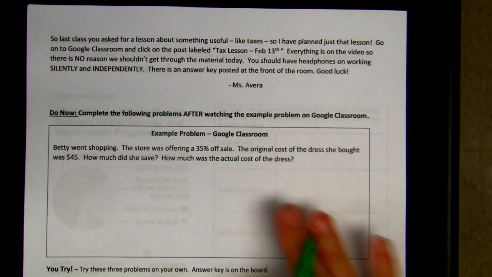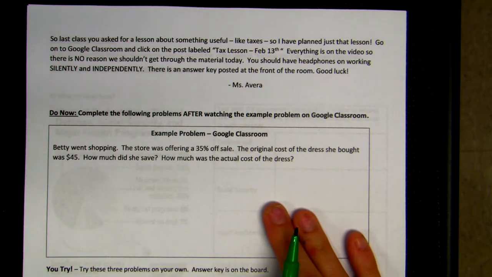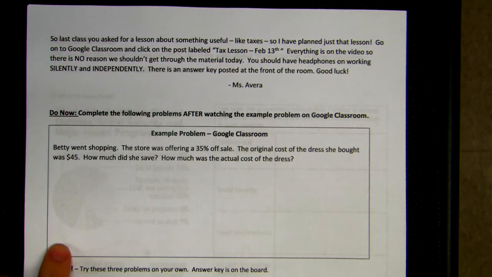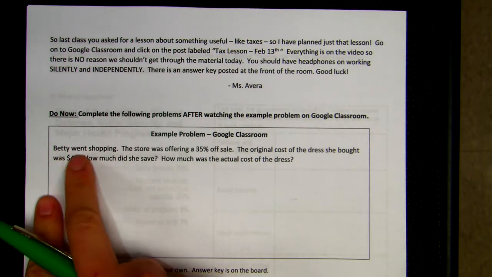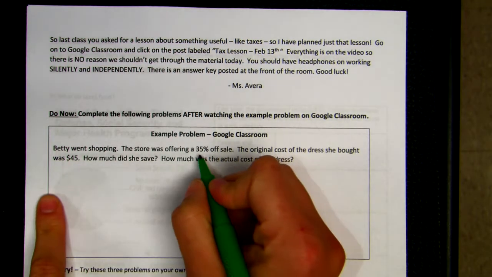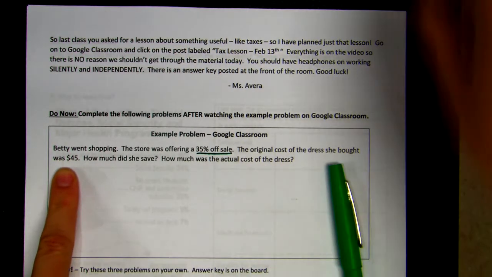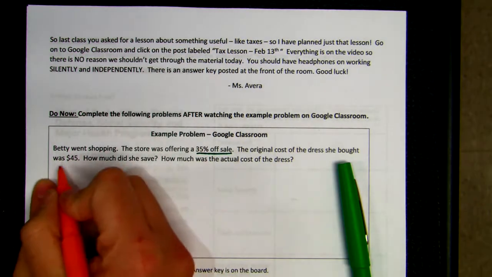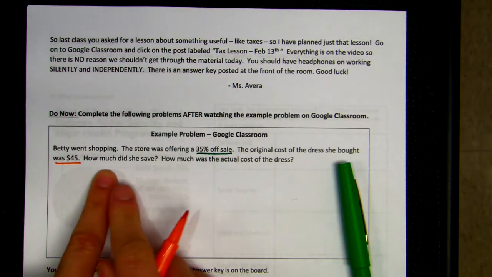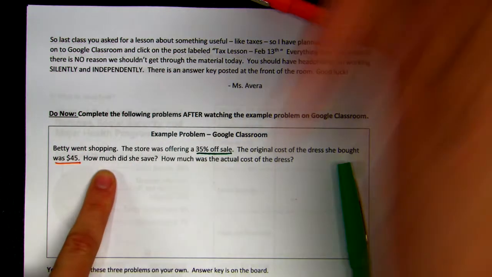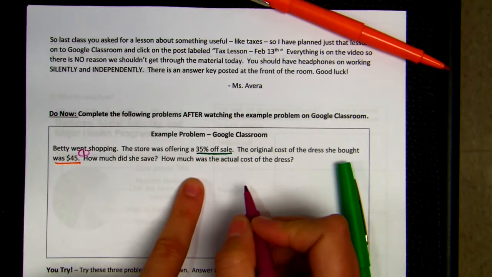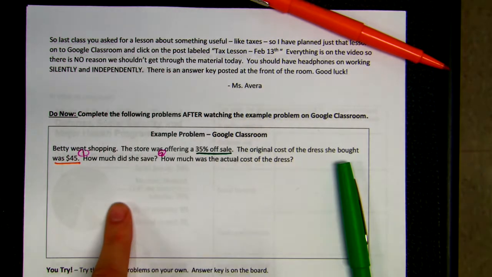We'll go with this example problem first. This should be a review from last class. We're looking at percent of a total or part of a whole. So if we read this word problem, it says Betty went shopping. The store was offering a 30% off sale. The original cost of the dress she bought, so the original cost was $45. How much did she save? That's our first question. And how much was the actual cost of the dress?